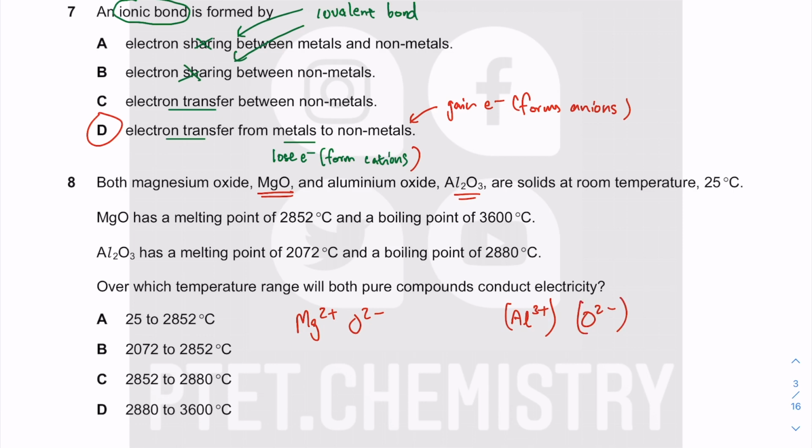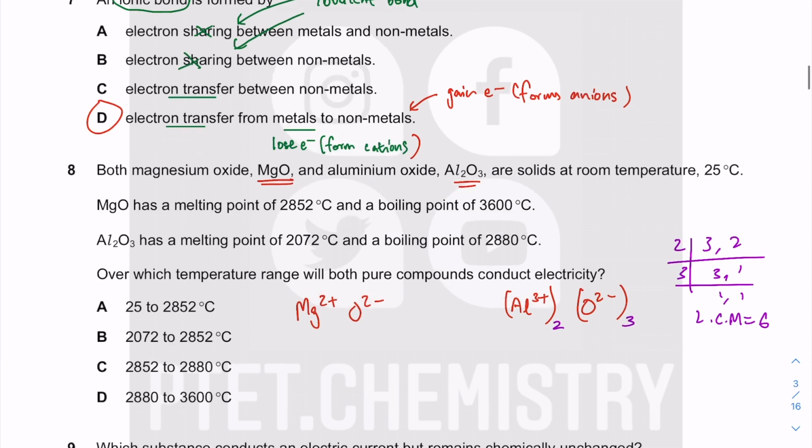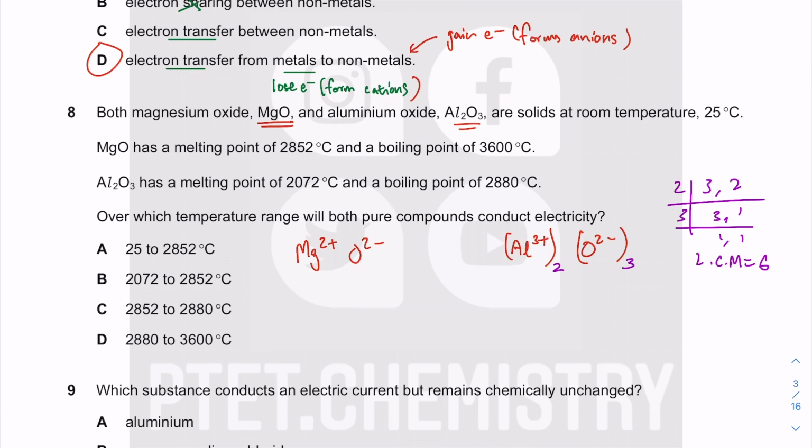So what you need is, you need to think about lowest common multiple, something from lower primary school. 2 does not divide 3, and then 3 is 1 and 1. So the LCM is 6. You want a total of 6 electrons being transferred from plus 3, so you need 2 of them. You want a total of 6 electrons being transferred to 2 minus, so you need 3 of them. That's why it's Al2O3.